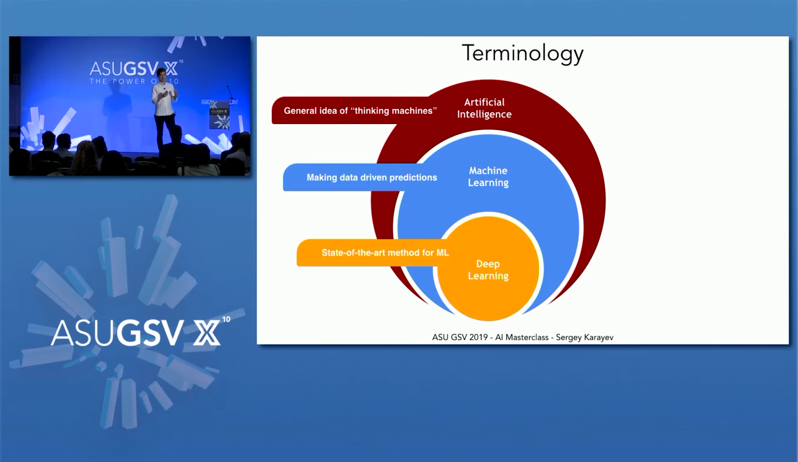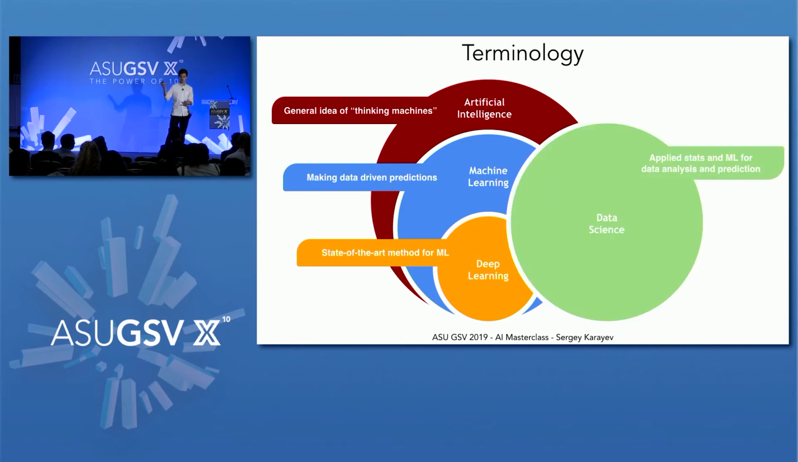Within machine learning, there's a specific method for making predictions called deep learning. And right now, it's the state-of-the-art method. It's inspired by certain biological ideas like neural networks. But really, it's just a name for a methodology of machine learning. And then off to the side, overlapping with a lot of it, is data science. The way I see data science is it's applied statistics and machine learning for either data analysis or prediction on data.